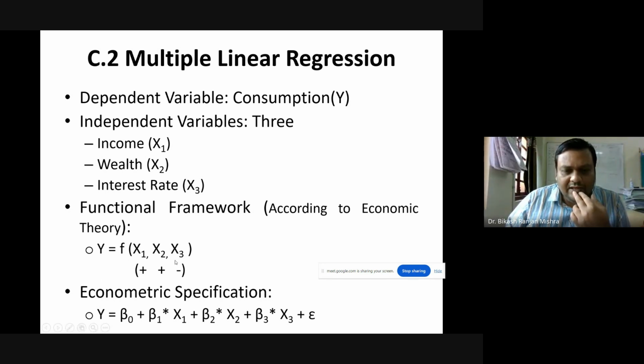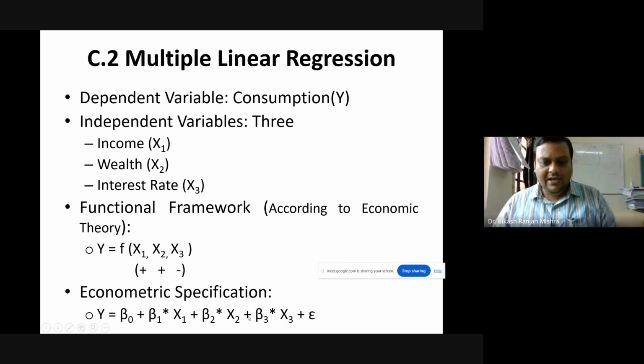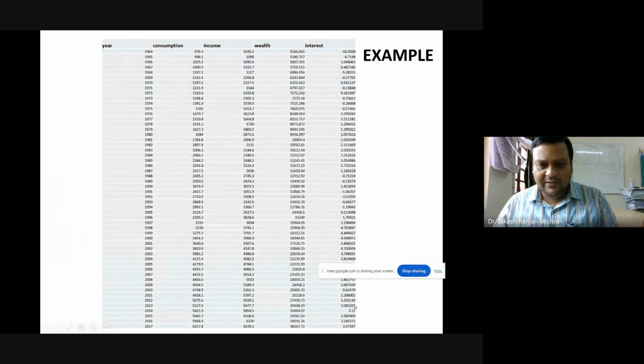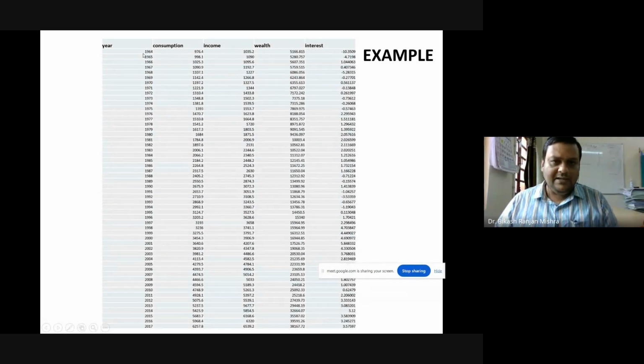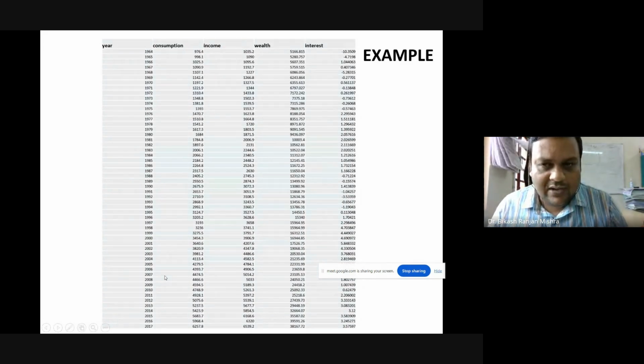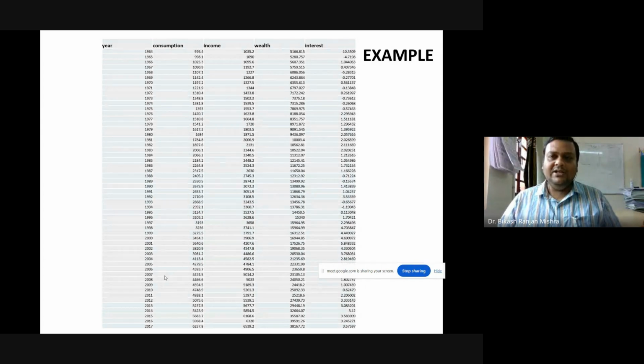This is the way in which, in the very beginning, we have some framework in our mind. If you want to specify it in an econometric manner, then y is equal to beta 0 plus beta 1 x1, and so on. There are three independent variables and one dependent variable, and accordingly beta 0, beta 1, beta 2, beta 3, there are four parameters over here. So k will be 4, and the number of observations varies from 1964 to 2017, so you can calculate n. Accordingly, k and n are known to us.